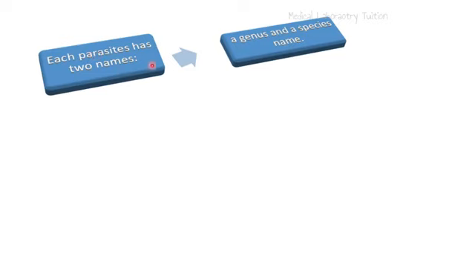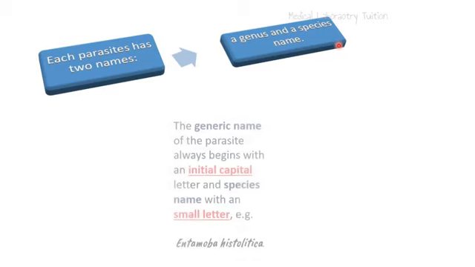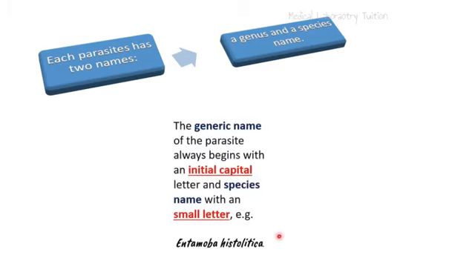Now each parasite has two names, one genus name and another species name, such as Entamoeba histolytica or Ascaris lumbricoides. So our genus name, that is the first one, Entamoeba. You can see the first letter E is a capital letter, okay, written with an initial capital for the generic name, and the species name with a small letter, and you can see the species name histolytica is in small letters.